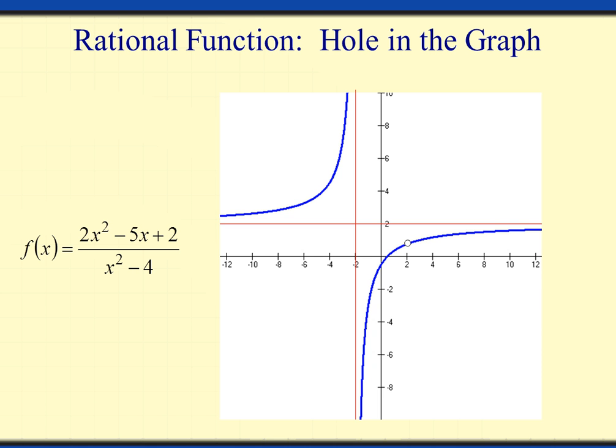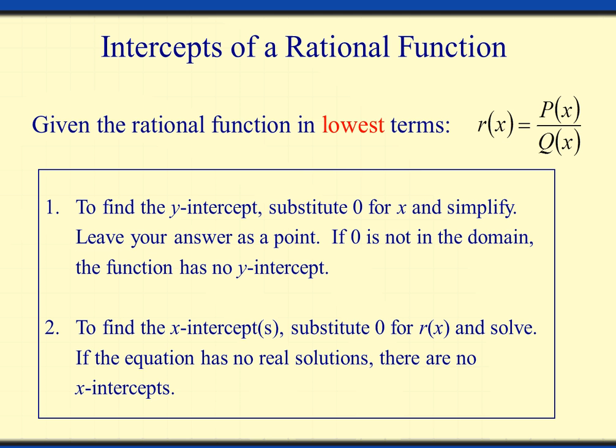Now we can also have rational functions that have holes in them. And so you see here we have a vertical asymptote, a horizontal asymptote, and as we go to the left and go to the right, the graph's getting close to the horizontal asymptote. As we come close to the vertical asymptote, the graph is going up, the graph is going down, and you see right here there's actually a hole in the graph, and we'll find out how we can predict that as well.